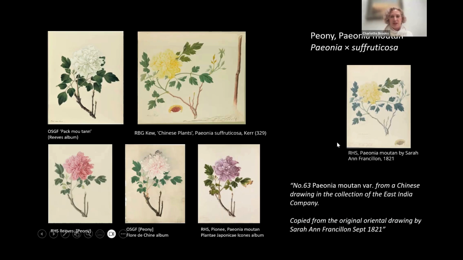So the picture that I think is particularly interesting here is this copy made by Sarah Ann Francillon in 1821 that was a deliberate copy from one of the East India paintings because it was one that we, the RHS, felt was important to have a copy of. So slightly later than the artworks that we know were being painted on behalf of Kerr and by the artist that Reeves was employing as well. So an interesting point of copying and reissuing outside of the realm of the Chinese artists.